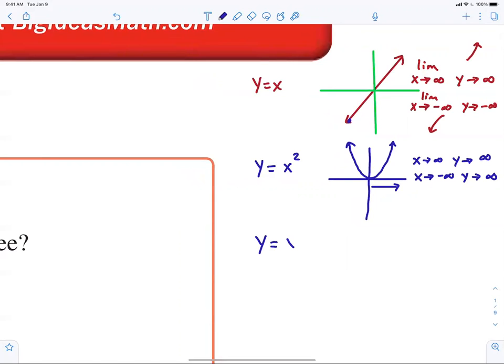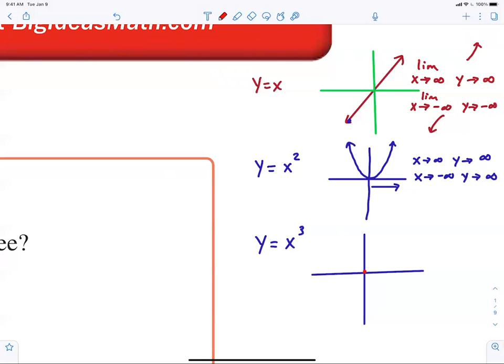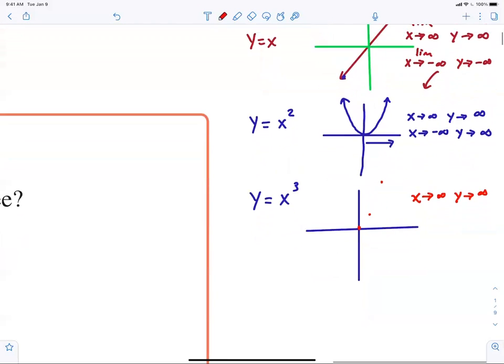So now Y equals X cubed. A lot of times kids say, well, you never showed me how to graph Y equals X cubed. You're right. So what is 0 cubed? 0. What is 1 cubed? What is 2 cubed? 8. So as X gets bigger, Y is approaching what? Infinity.